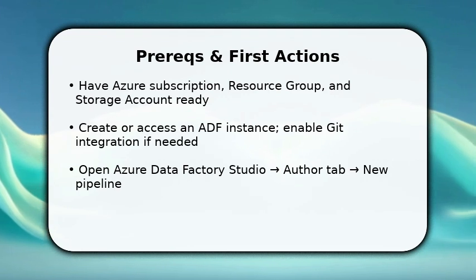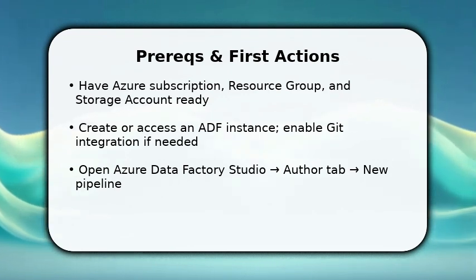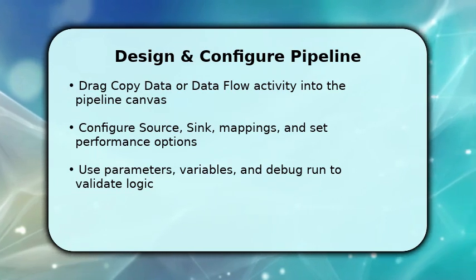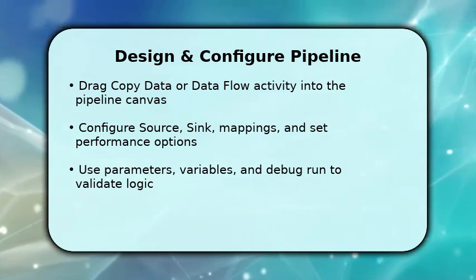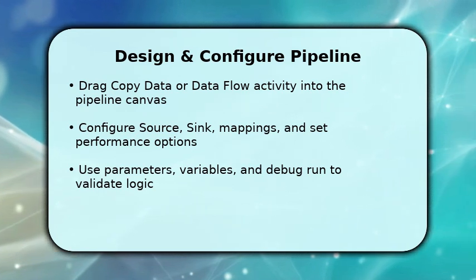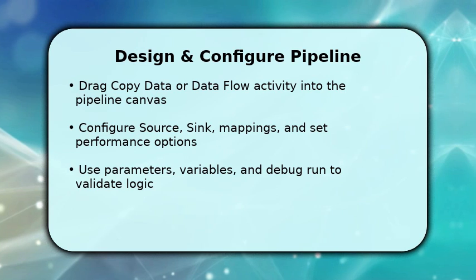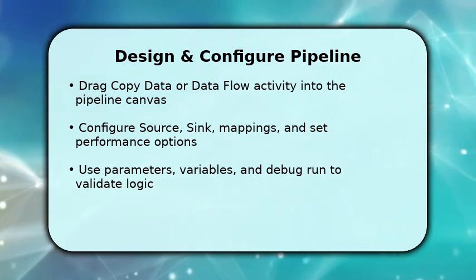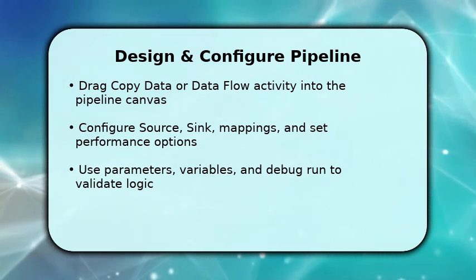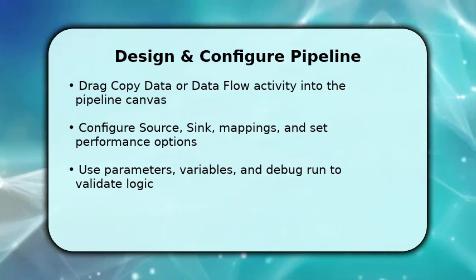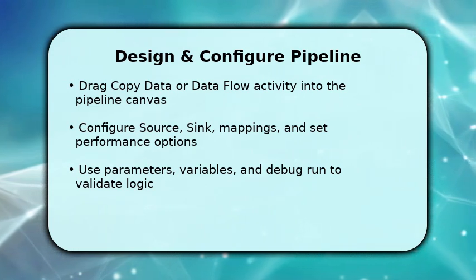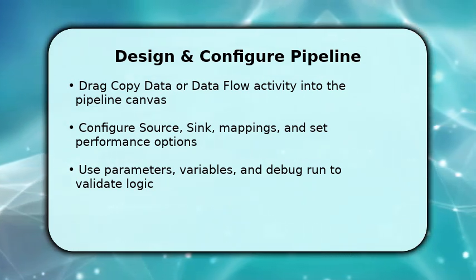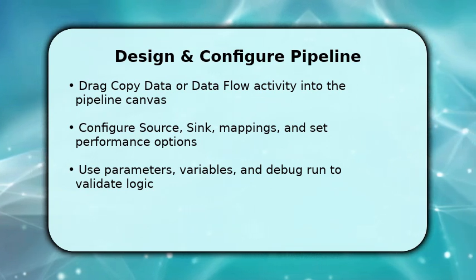You now design the work. Drag a copy data or data flow activity onto the canvas and connect it to the source dataset you created. Configure the sync dataset and define column mappings. If transformations are required, open Mapping Data Flow and add transformations step by step. Use parameters and variables for flexible paths and dynamic file names. Then run a debug session to validate row counts and data types. Make iterative fixes until the debug run succeeds. This ensures the core pipeline logic behaves as expected.